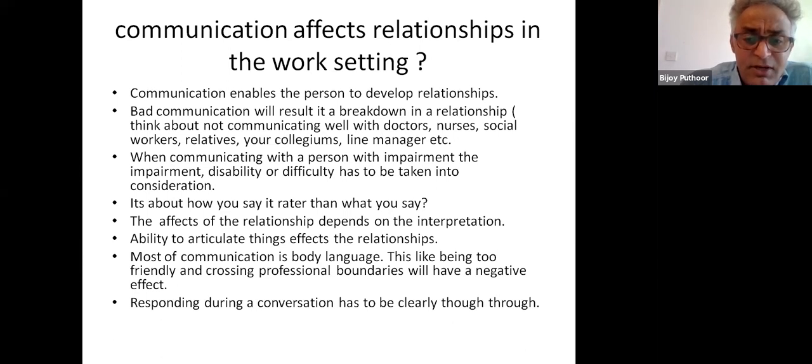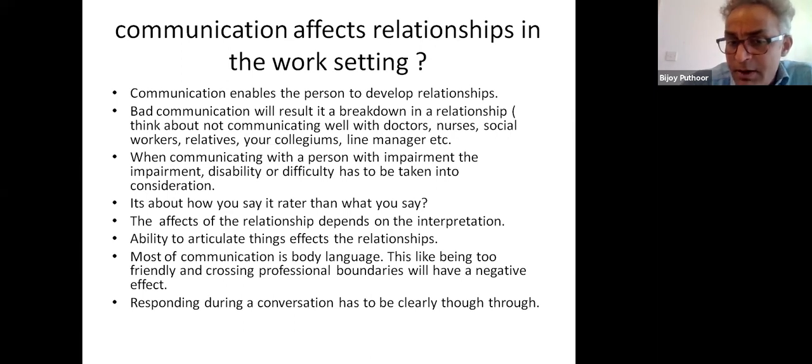Most of the communication is body language, as I said before. Being too friendly and crossing professional boundaries will have a negative effect. We are working in health and social care, and your role is as a professional, probably working as a senior care staff.